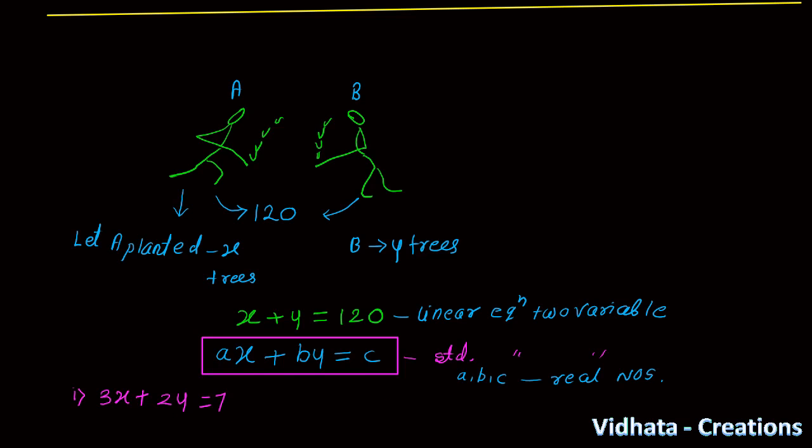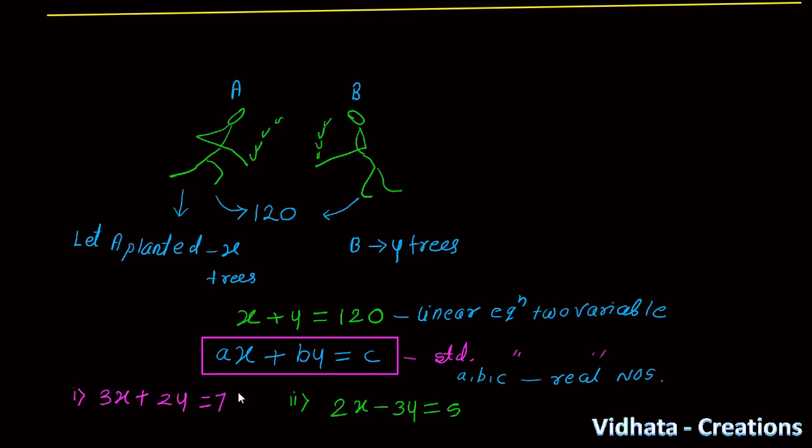One more example we will take: suppose I have 2x minus 3y is equal to 5. What are the values here? A is equal to 2, B is equal to minus 3 and C is equal to 5. So equations like these are examples of linear equation in two variables.